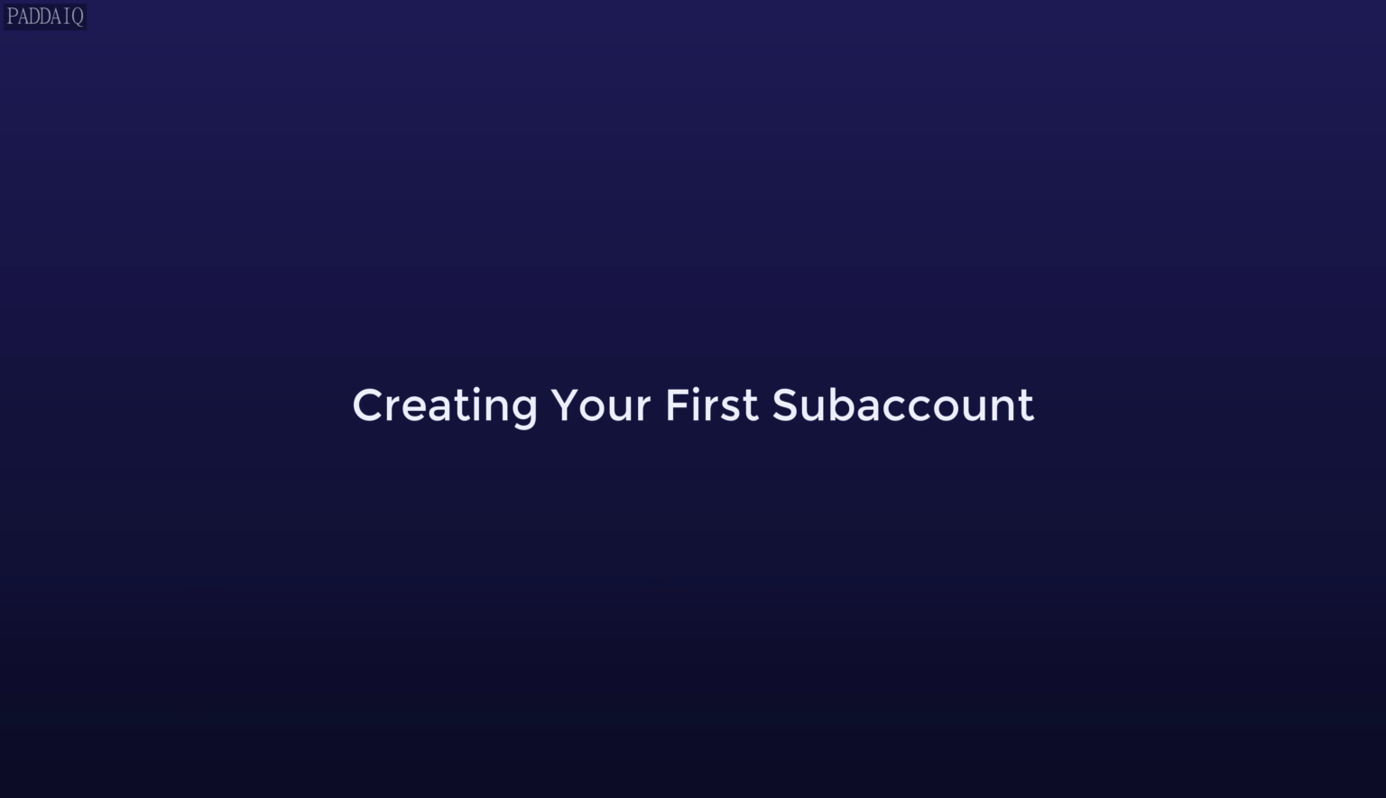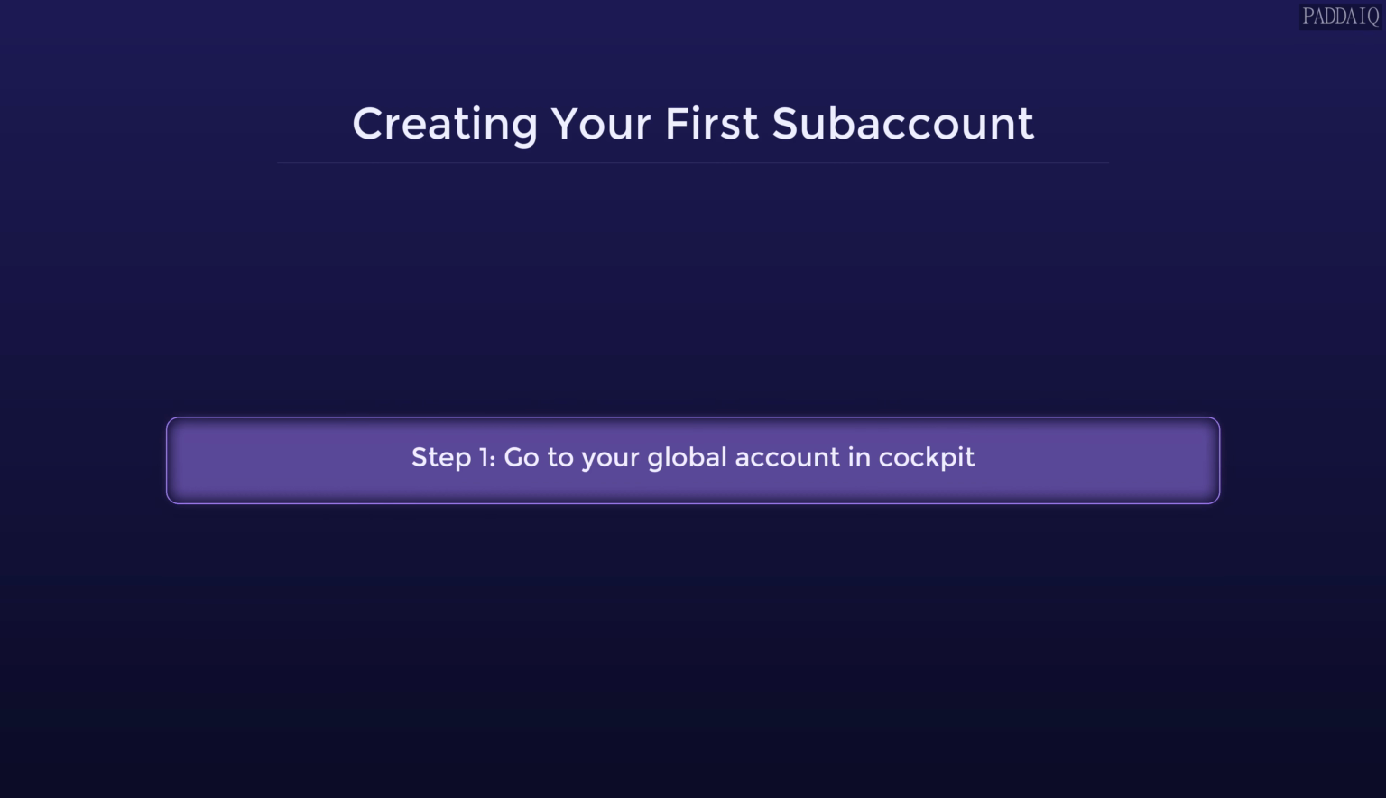Creating your first SAP BTP subaccount. Step 1. Go to your global account in Cockpit. This means accessing the central administrative area where your SAP BTP resources are organized. For instance, think of it like entering your company's main office building before going to your specific department. Always start here to manage your cloud environment effectively.